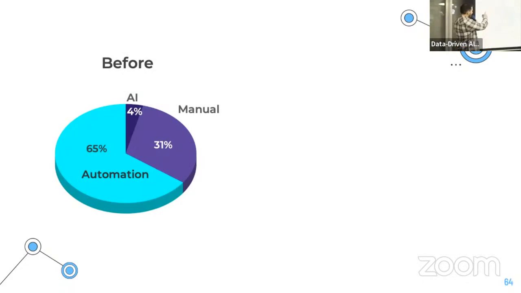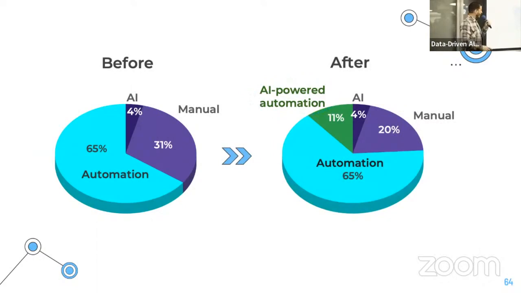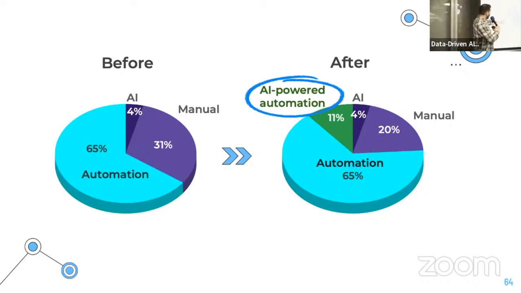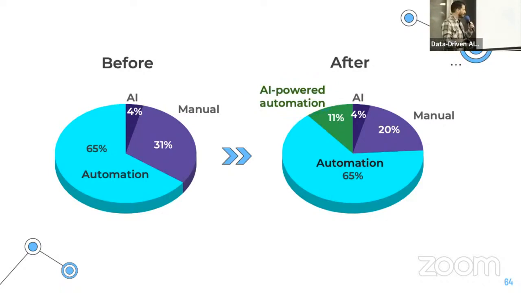Once we created this model, we had a new slice of the pie. We have AI-powered automation, and it covers 11% of all advertisements. And we can see that the manual review was reduced from 31% to 20%, allowing the content moderators to give better service to the customers, to reply on chat, reply on Salesforce tickets, and basically give a much better service. Just like the aftermath.